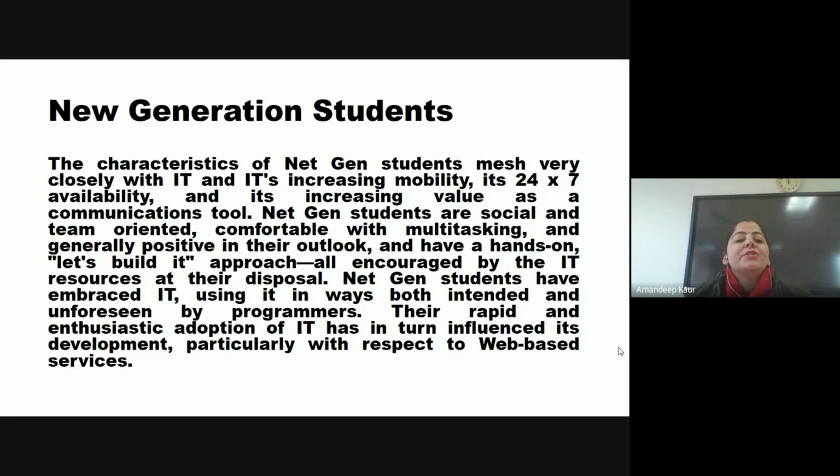So, that generation students have embraced IT, using it in ways both intended and unforeseen by programmers. Their rapid and enthusiastic adoption of IT has in turn influenced its development, particularly with respect to the web based resources. So, this particular paragraph I have taken from the research paper where they are able to identify the different characteristics or demands of the new generation student, that is Generation Z.